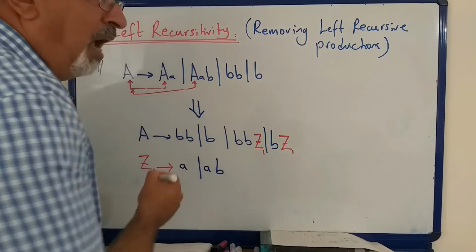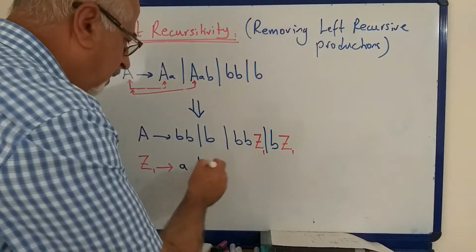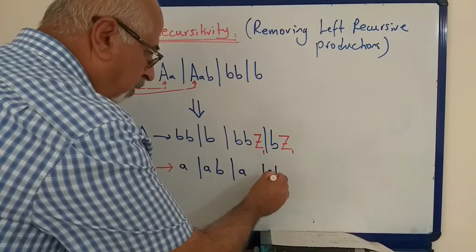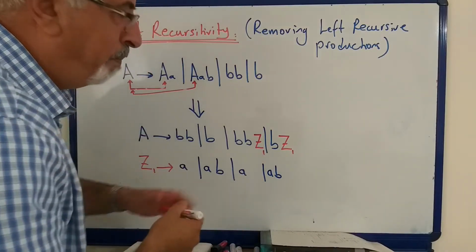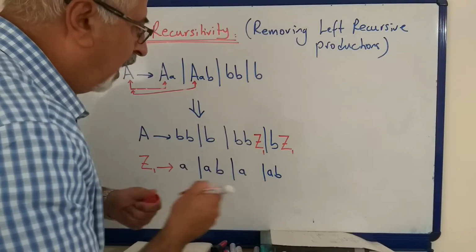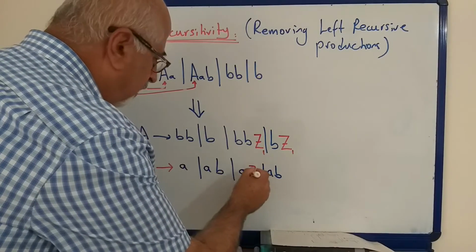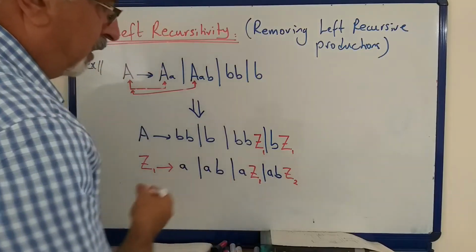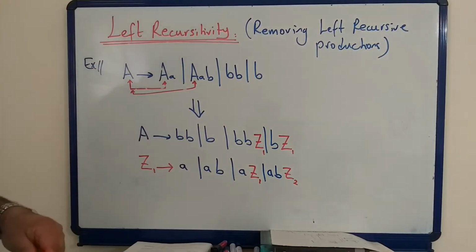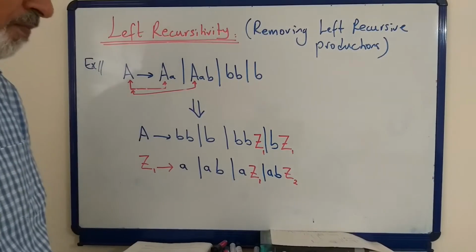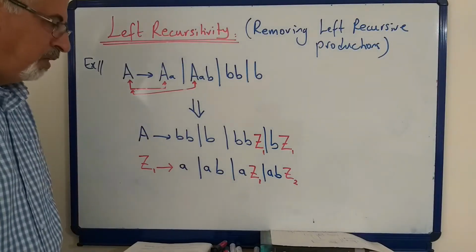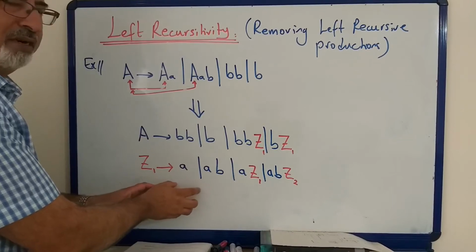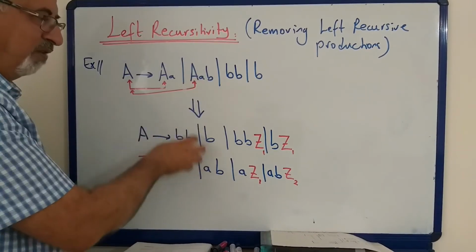So I will write it twice. Small a, small a, small b. And I will append like what I did here. I will append Z1 to the second repetition. I finished. That's it. So whatever you can do here, you can do here. Okay, so these are equivalent.